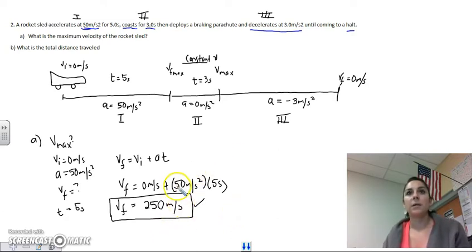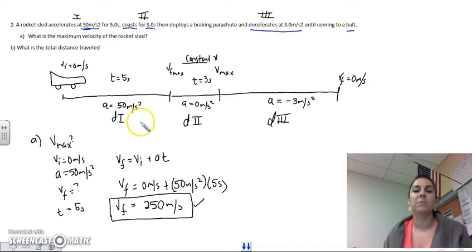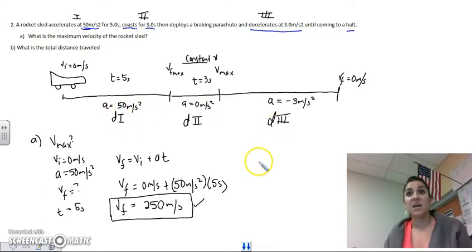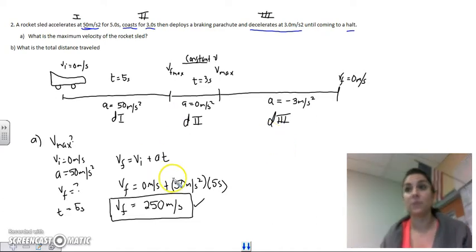Okay. Next question, part B. It says, what is the total distance traveled? So more or less, I need to know D1, D2, and D3. I'm just going to go ahead and label that. D1, D2, D3. Because I want the total distance traveled, I'm going to find the distance for each section, and then add them all together.